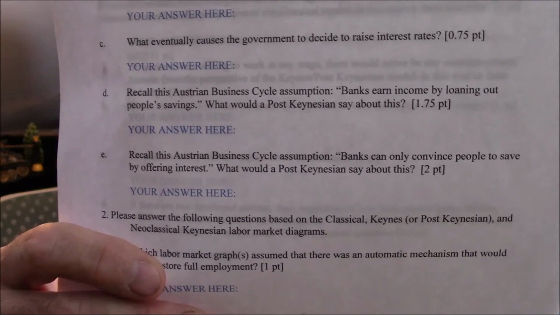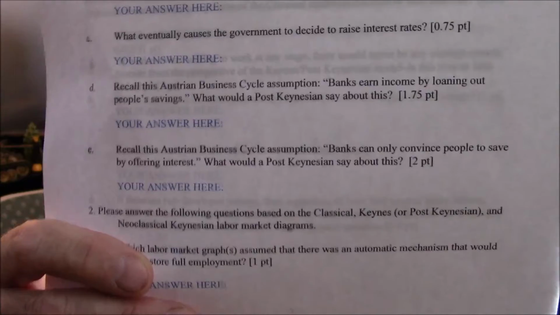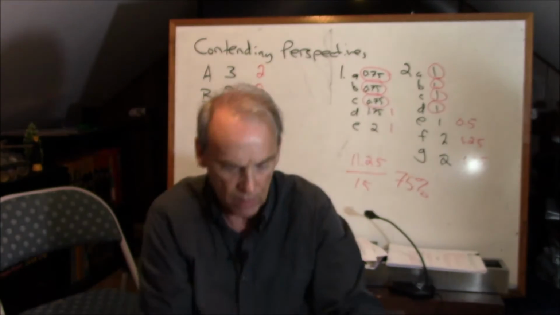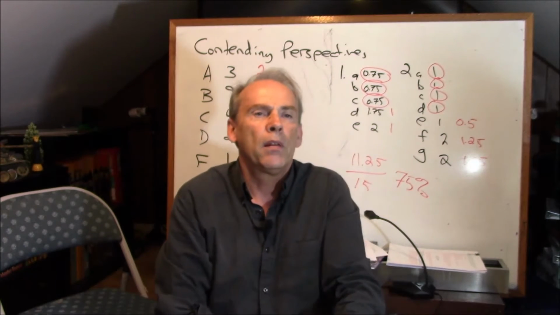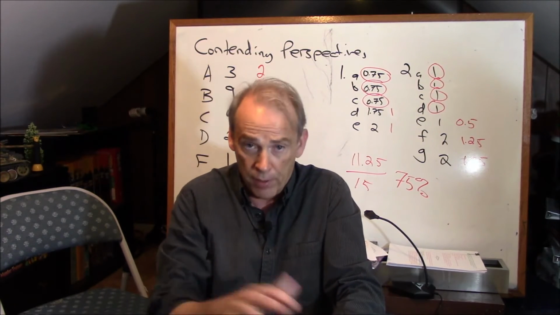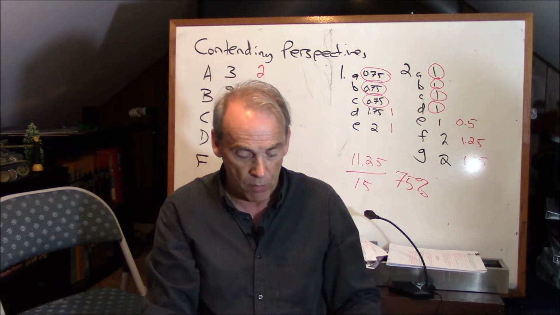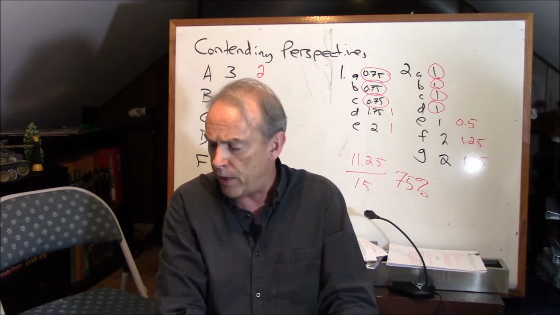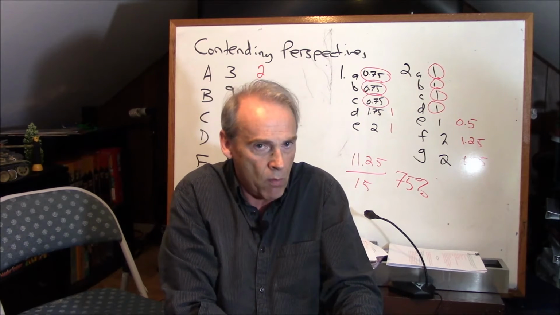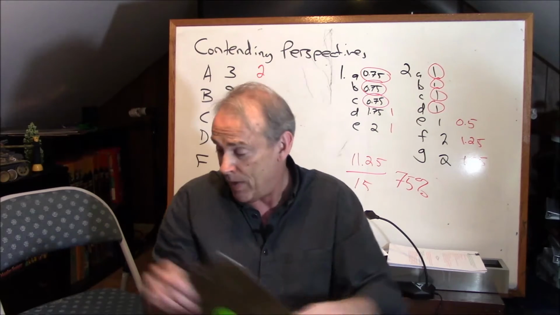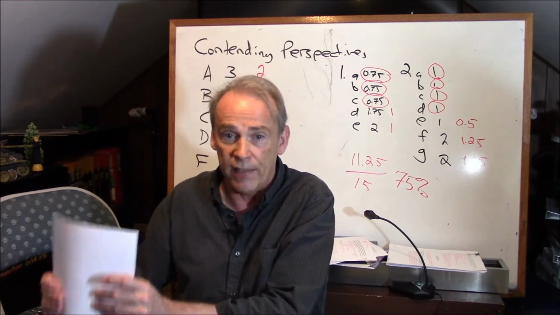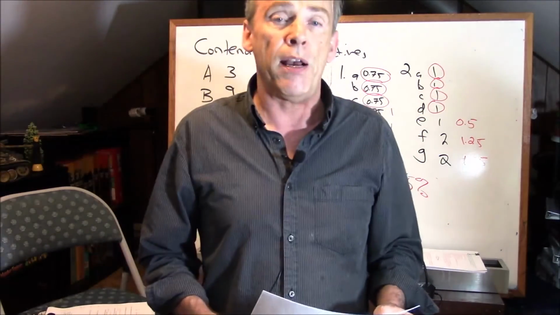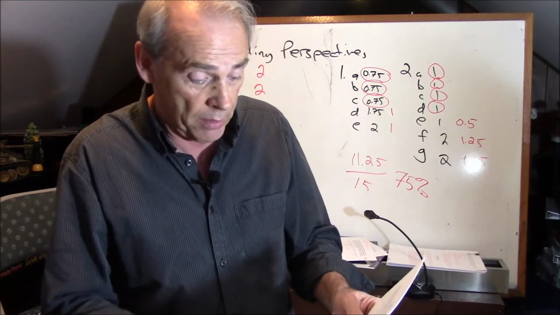Recall this business cycle, banks earn income by loaning out people's savings. What would post-Keynesians say about this? All right, let's see, what have I got down here in my notes? Well, people took one of 2 routes. That got all the points. Either they said, well, that's not true because banks could just make up money out of thin air, all right? Or they said, well, yeah, they can loan out people's savings if they want to, but really that's not that big a deal. That the big thing is that the money supply is endogenous, all right? And so the money is created through the process of making the loan. So we don't need to have somebody else's savings.